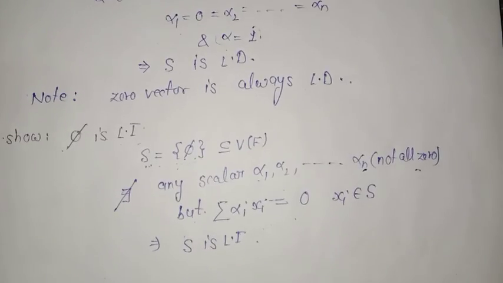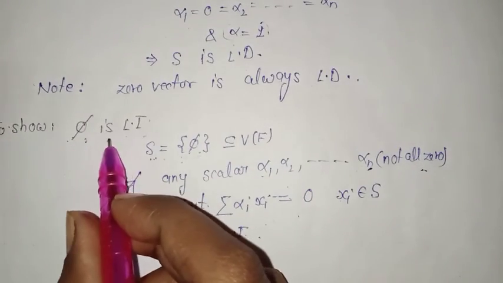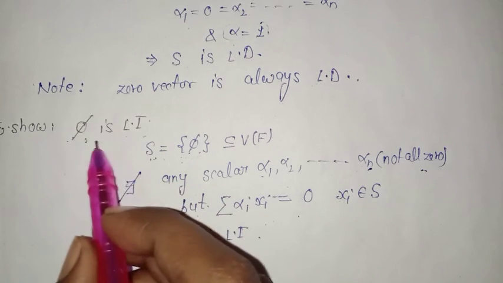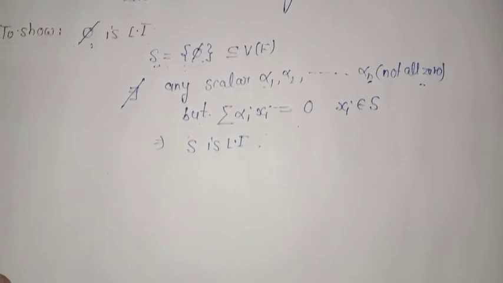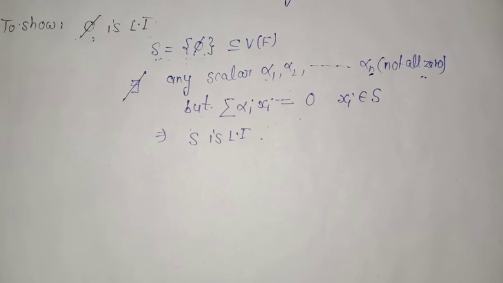So whenever you see a set in which no element is there, then we call that set LI. So I hope this is clear to all of you, and that's all for today.